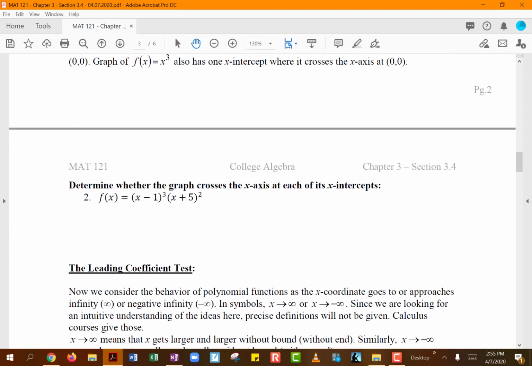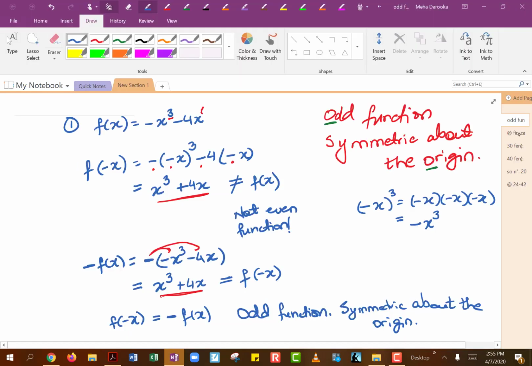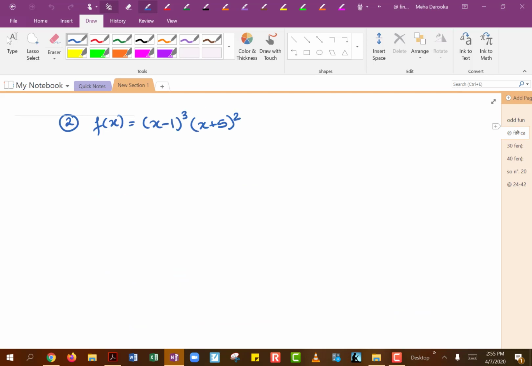So to put this into use, let's take a look at our second example here. They're asking us to discuss what the graph does at each of those x-intercepts. Is it going to cross at the x-intercept, or is it going to touch? This is our second example: (x minus 1) raised to the third power, and (x plus 5) raised to the second power. You are going to take each one of these factors and set it equal to 0.